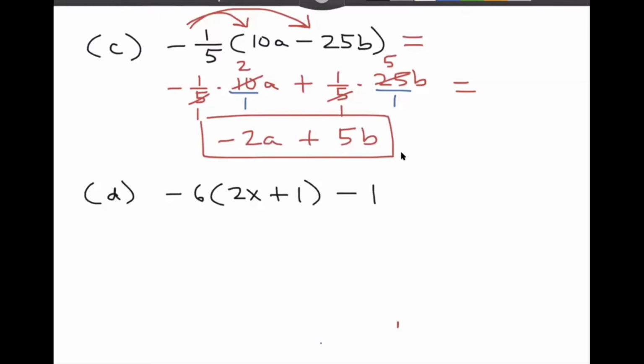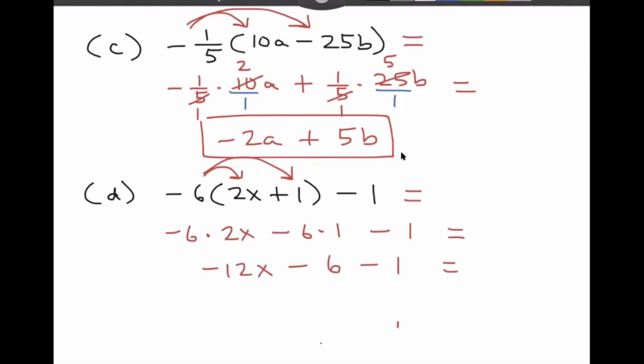All right, and finally, we have -6 times 2x plus 1, and then we're going to subtract 1. So notice that -1 is outside the parentheses, which means the -6 does not get distributed there. This is just going to go -6 times 2x. And now I'll just write this as -6 times 1 and then -1. -6 times 2x is -12x. -6 times 1 is -6.